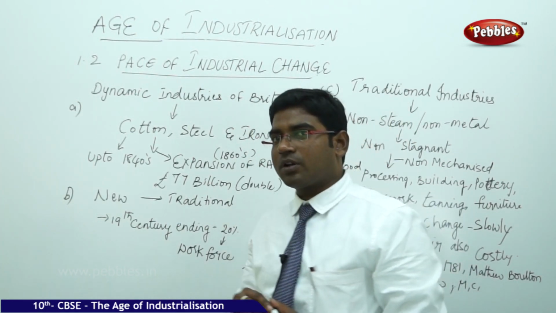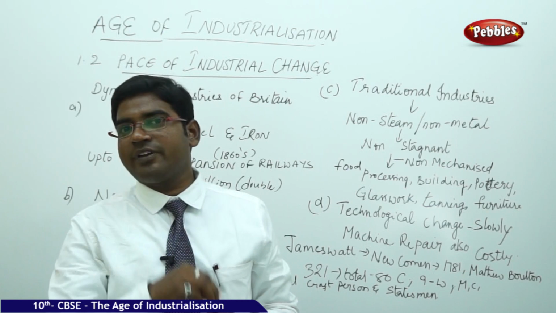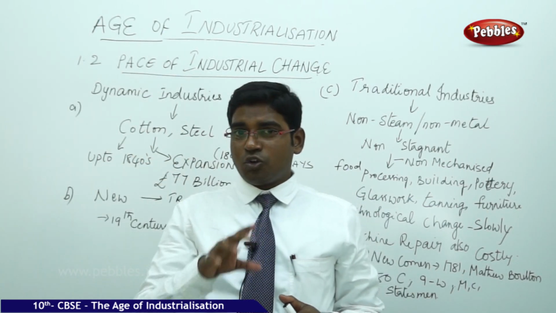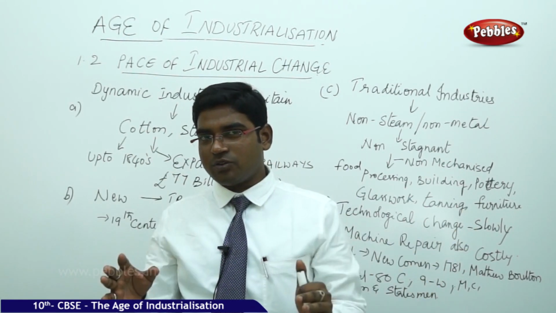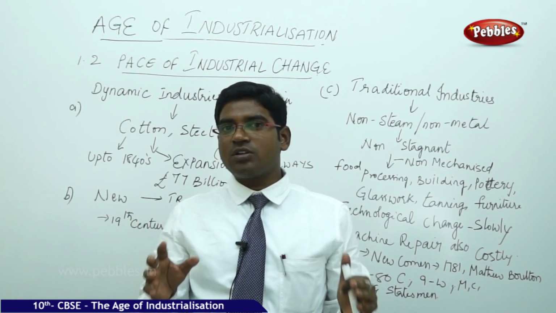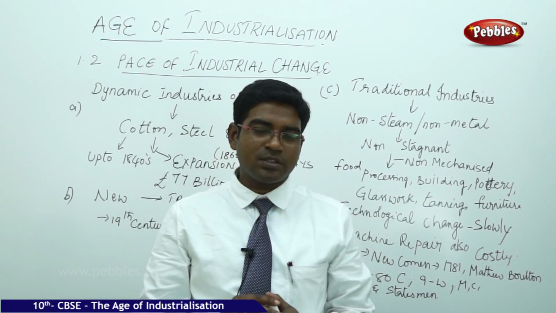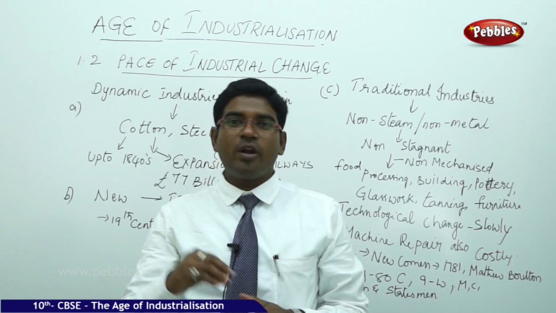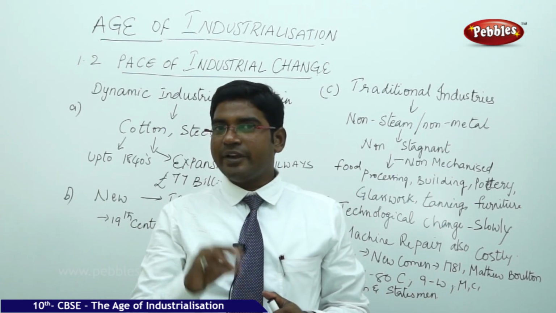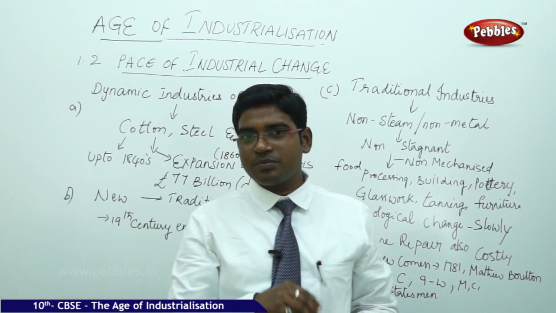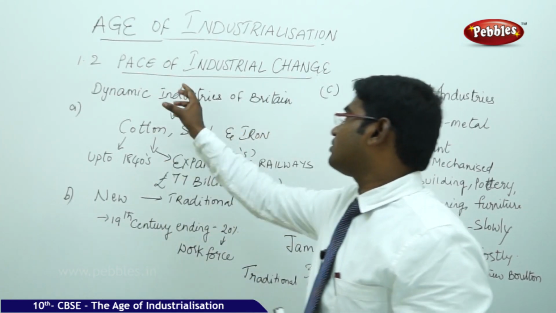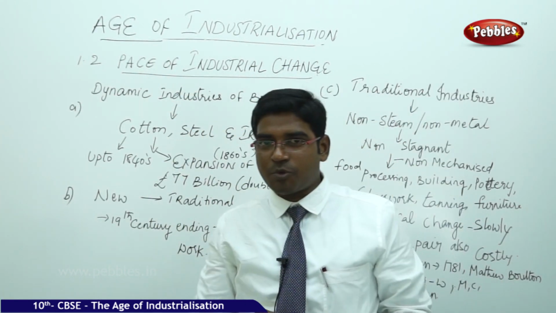Did the industrial progress, or the pace of industrialization, take place very fast or very slow? What was the thought of the historians in regards to this? What did they identify finally? That's what we are going to find out in this particular concept of pace of industrial change in 1.2.